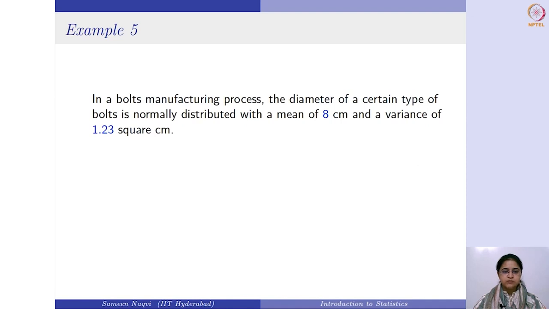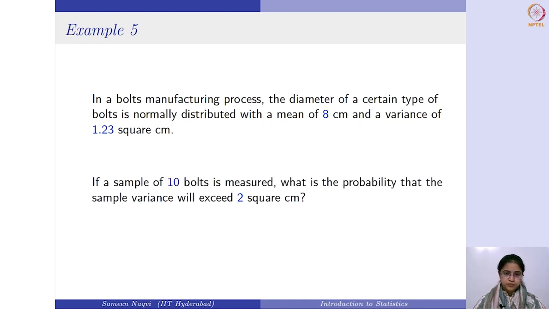Let us consider an example over here. In a bolts manufacturing process, the diameter of a certain type of bolts is normally distributed with mean of 8 cm and variance of 1.23. So mu and sigma square are given to you, and n is given to you as 10. Your question is to find the probability that the sample variance, that is s square, is going to exceed 2. So you have to find the probability that sample variance is greater than 2. So we can note down the details for your fifth example.